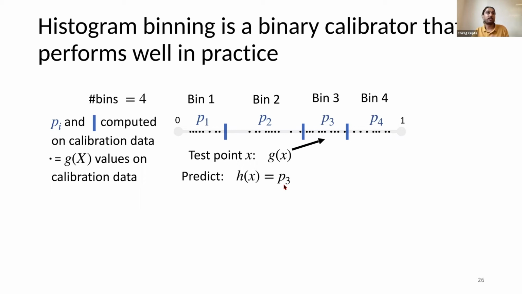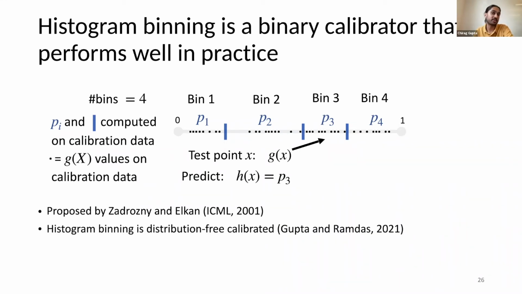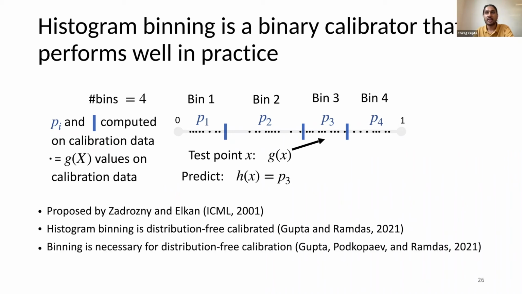As I mentioned earlier, for binning methods, you have these step function kind of things. So at the end of the day, h just makes 4 different predictions, but it's guaranteed to be calibrated. What do I mean by that? I'll come to the guarantees in a second, but basically this method was proposed by Zadrozny and Elkan in a popular paper in 2001. And just recently, we showed that it's actually distribution-free calibrated for binary classification. And in another paper, we also showed that some kind of binning is necessary for distribution-free calibration. So in some sense, histogram binning is almost necessary and sufficient if you care about calibration without any distributional assumptions on your data.